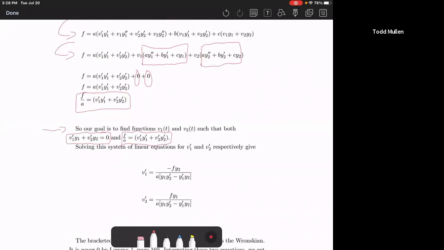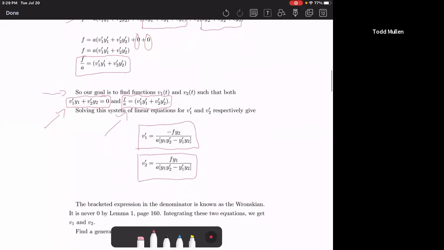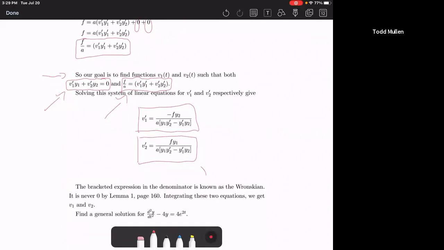Now, if we solve this system of linear equations, because that's all this is, two equations with two variables, that being the v1 prime and the v2 prime, we can solve for v1 prime and v2 prime. Now, this bracketed expression in the denominator is known as the Wronskian, and we'll see more of that later. But it's important to note that it is never equal to 0 by Lemma 1, page 160. So you can read that if you'd like to be familiarized with that. But if we integrate both of these equations, then we solve for v1 and v2. And those are the only pieces we were missing from our final generalized solution.